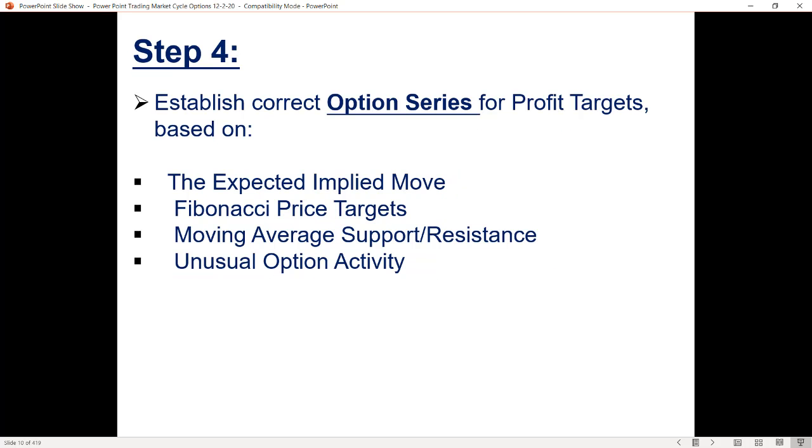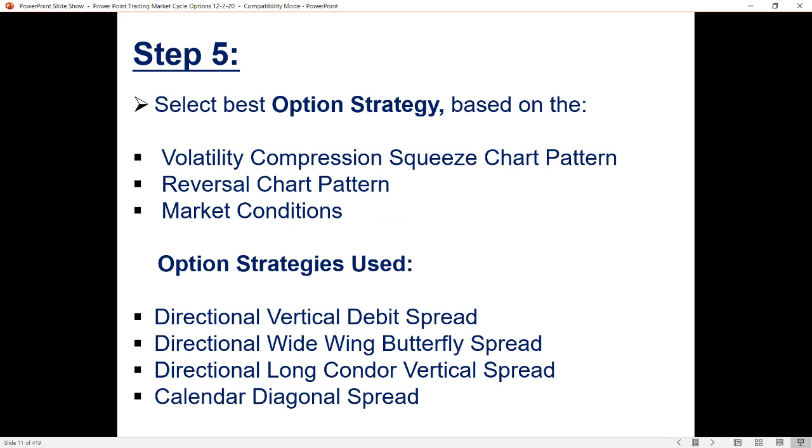And then step four, finally we're going to look to establish what option series we want to use for our profit targets based on this target mapping process. And then step five, select the option strategy to use based on the chart pattern. The various strategies that we'll typically use would be a vertical debit spread, or wide wing butterflies, or long condors, or calendar diagonals. So look at the different option strategies based on the market condition and the pattern.